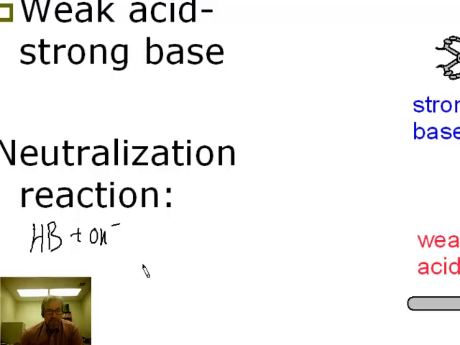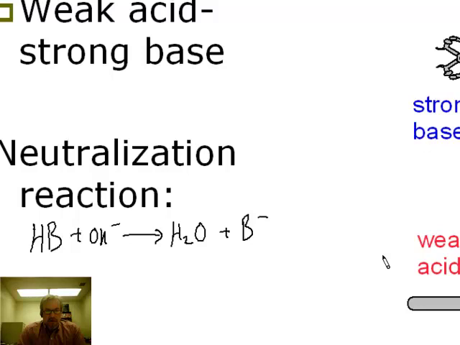That will produce water, H2O, because the H from the acid is going to be donated to the OH minus, and it's going to make water and B minus, which is the conjugate base of our acid. Now this reaction is going to be the reverse of a weak base ionization reaction. If you just imagine this thing flipped around so the products are reactants and reactants are products, you've got a weak base ionization reaction. And that's going to have a very low Ka value.